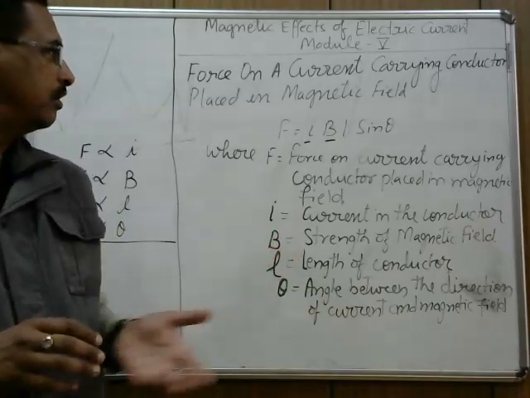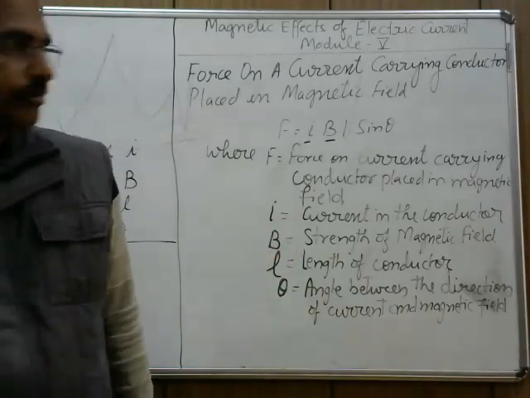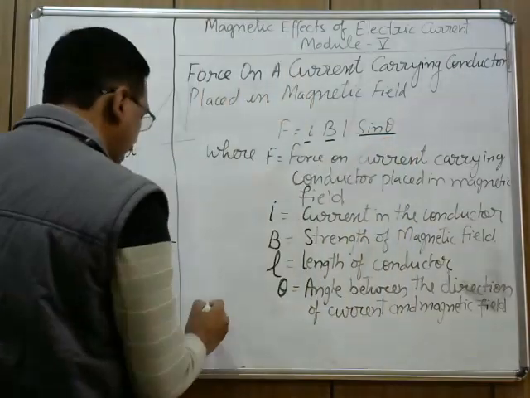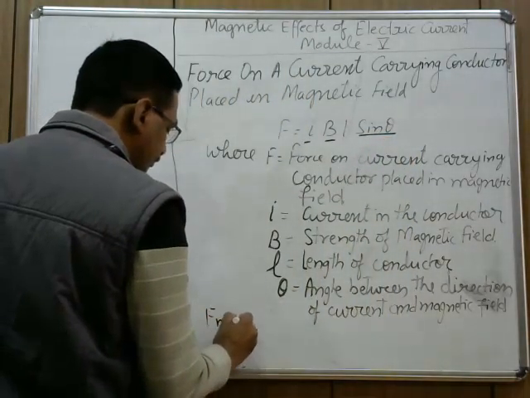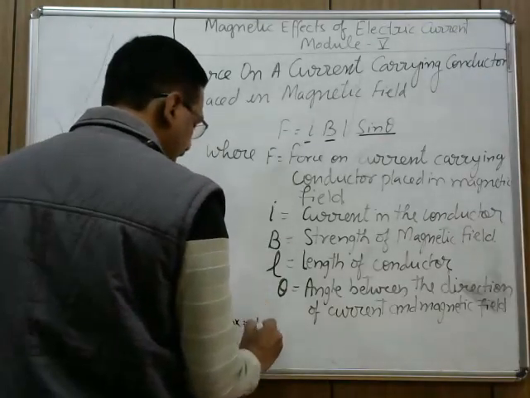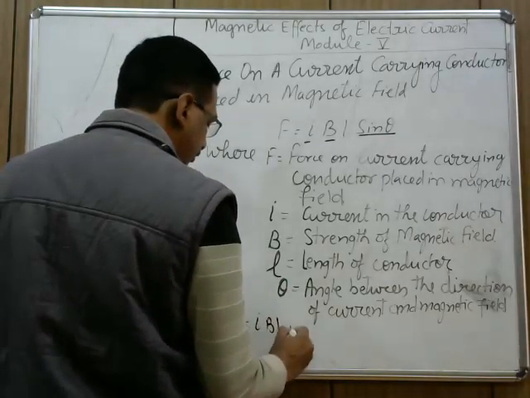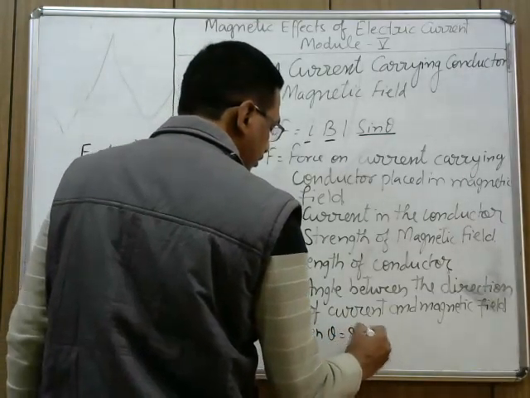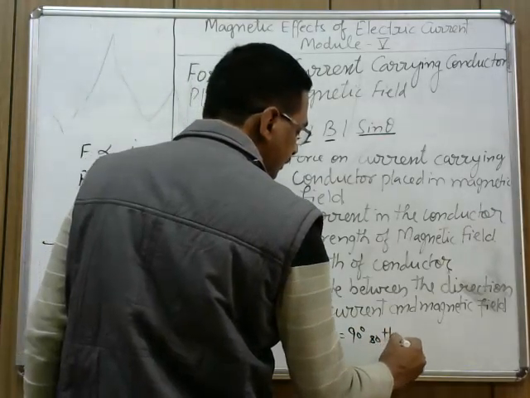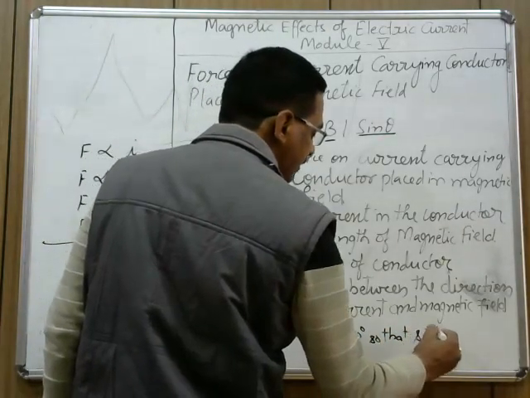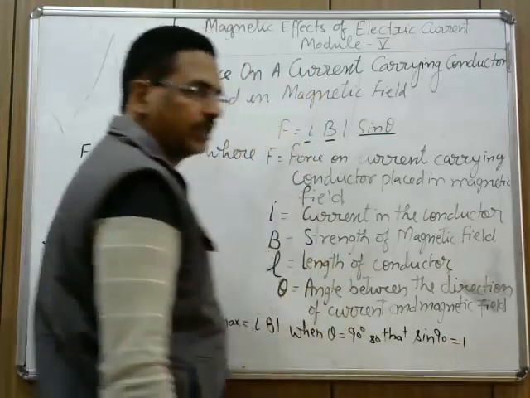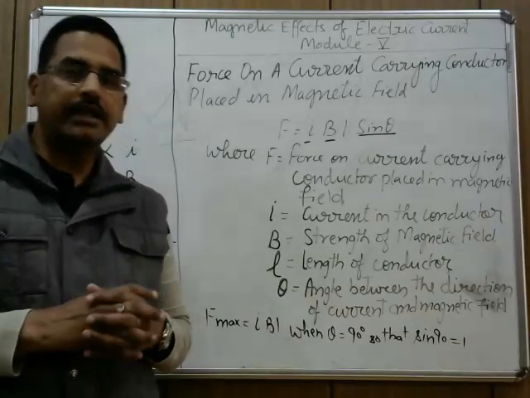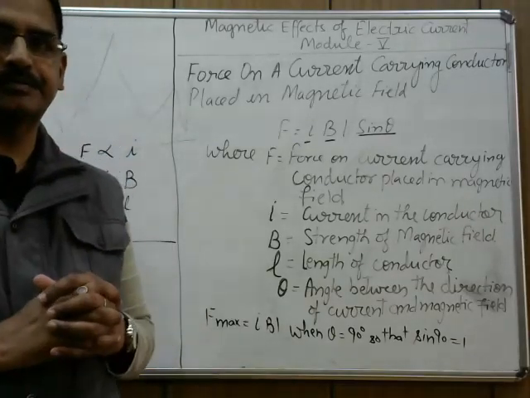And for maximum force, as you know, the maximum value of sin theta is 1. So F maximum will be I B L when theta is 90 degrees, so that sin theta, that is sin 90, is 1. In this condition, the force on the current carrying conductor will be maximum.